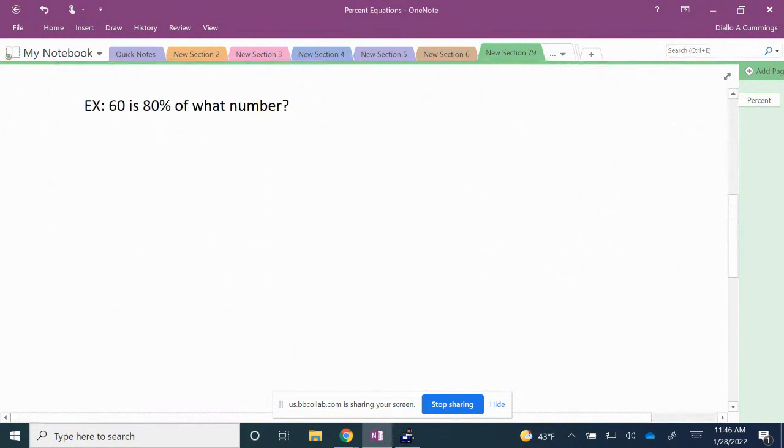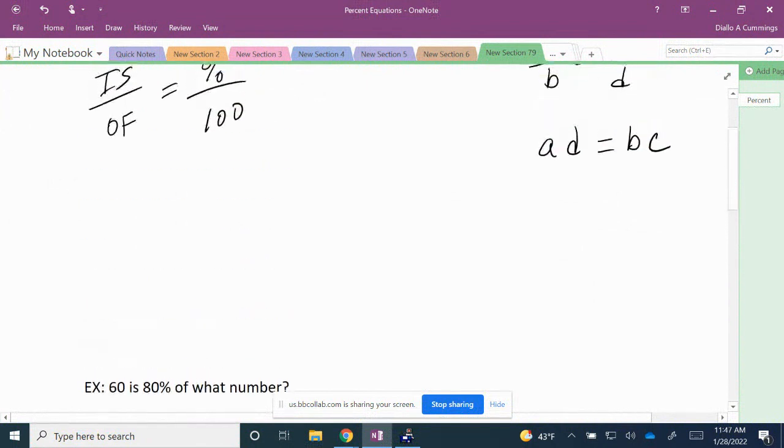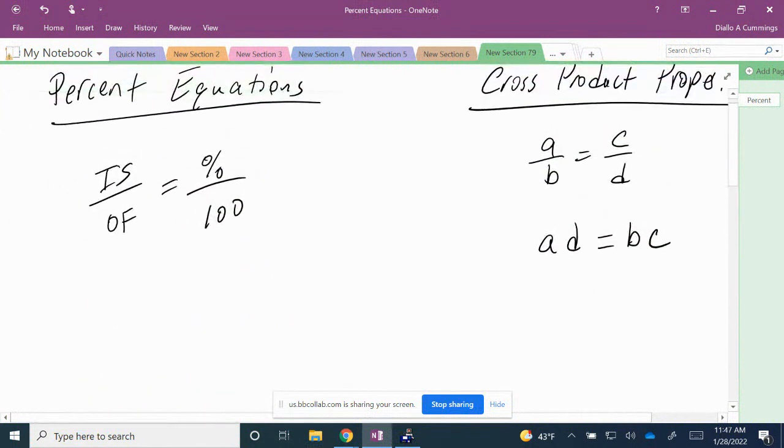In this example, we're given that 60 is 80% of what number? So in our percent equation, remember we have is over of. Whatever we're given as the value for is will go in the numerator. Whatever we're given as the value of will go in the denominator. Then we'll set that equal to our percent. So we'll simply remove the percent symbol, add that quantity if one is given, and we will always divide by 100.